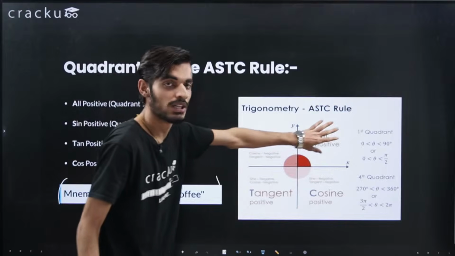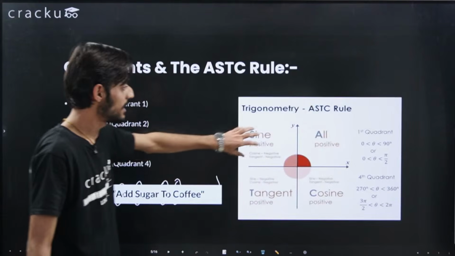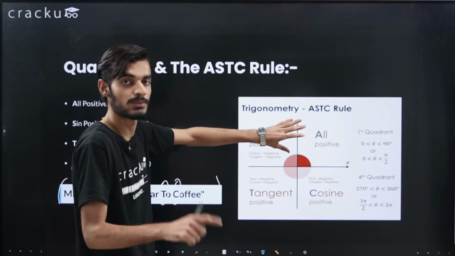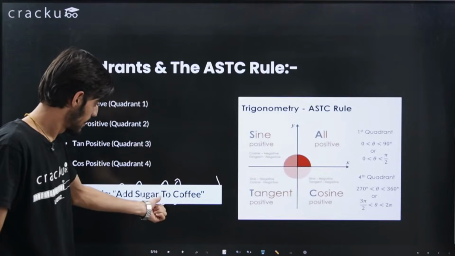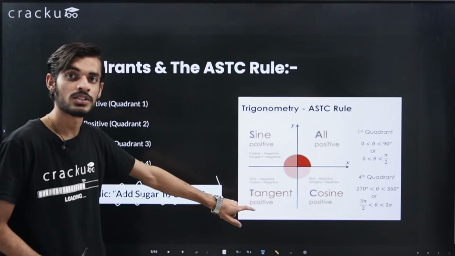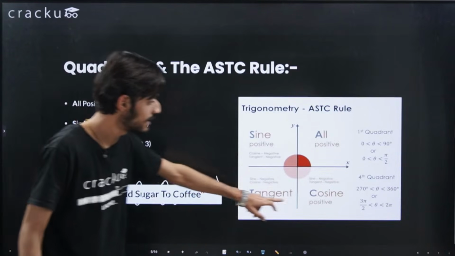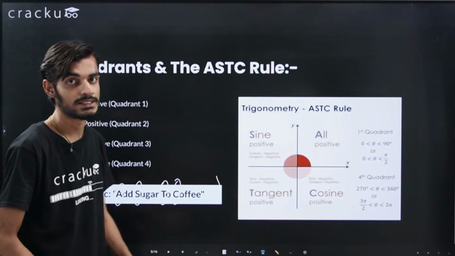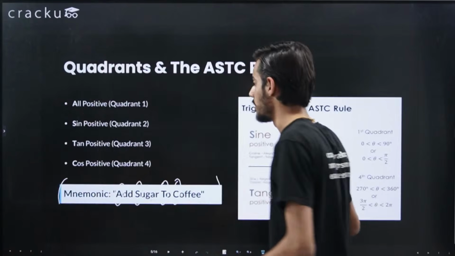So A denotes that all are positive. S denotes that only sine and the reciprocal of sine, that is cosec, is positive. Then T denotes that in the third quadrant, tan is positive and the reciprocal of tan, that is cot, is positive. And in the fourth quadrant, cosine and the reciprocal of cosine, that is sec, is positive. All the other quantities will be negative.